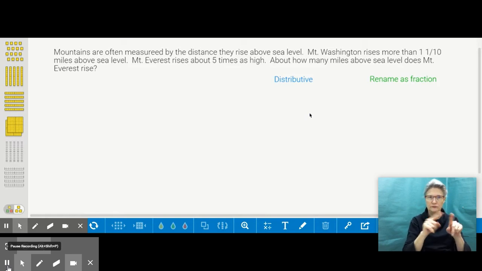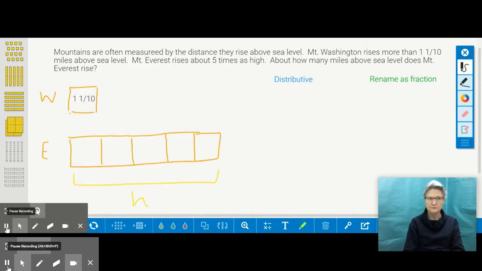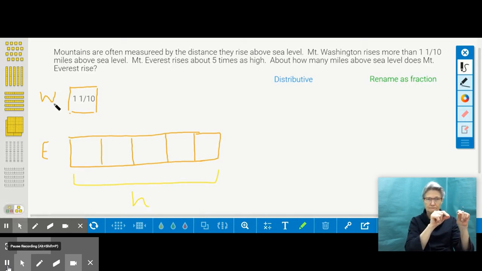All right, so over here, I'm going to draw my bar method. I'm going to pause the video and draw it, and then I'll come back when I have it completely drawn. So here I drew the bar model, and you'll see that next to the W, that means Mount Washington, I have one box, and inside it says 1 1/10. So that box represents 1 1/10 miles above sea level.